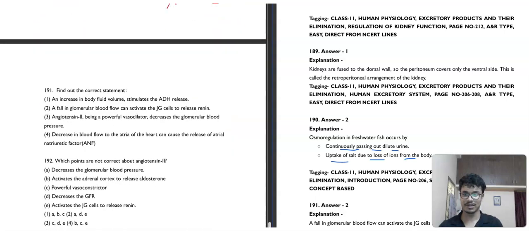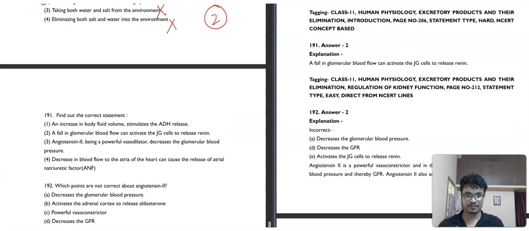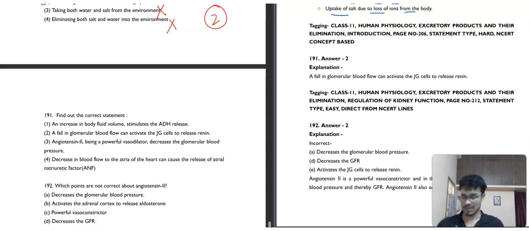Then question number 191. It is saying find out the correct statement. Let's read. An increase in body fluid volume stimulates ADH release. No, it doesn't. A fall in GFR, glomerular blood flow, can activate JG cells to release renin. Yes, correct. And angiotensin 2 is a powerful vasoconstrictor, not a vasodilator. A decrease in blood flow to the atria of the heart causes the release of atrial natriuretic factor. That is also not correct. So the correct statement is the second option. Then question number 192.